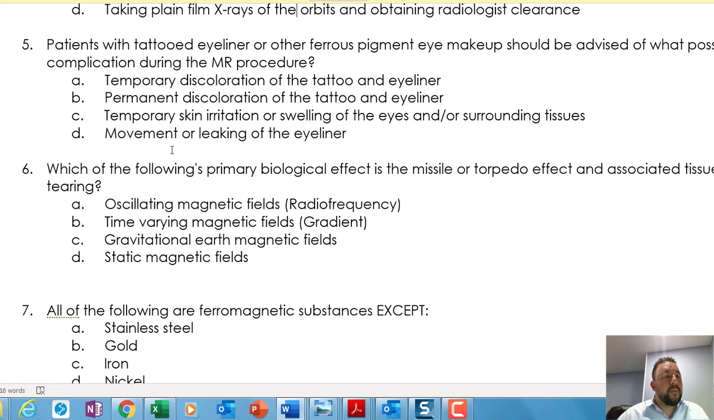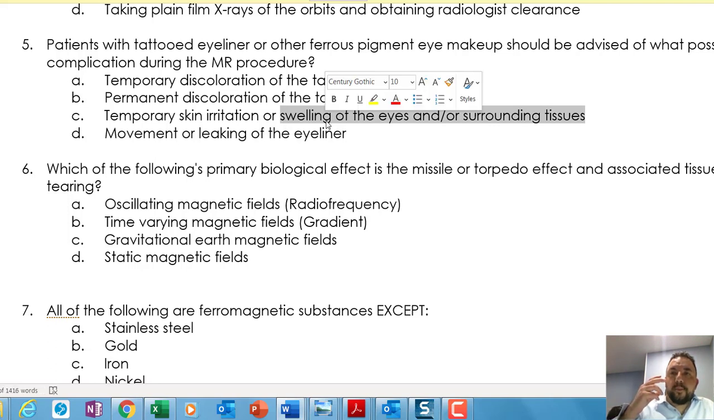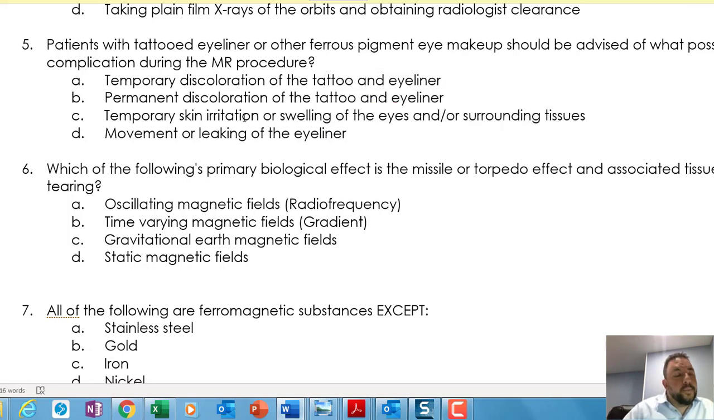Patients with tattooed eyeliner or other ferrous pigment eye makeup should be advised of what possible complication during the MR procedure? That would be temporary skin irritation or swelling of the eyes or surrounding tissues. So 5 is C. How do you treat this skin irritation or swelling? Treat this with a cold compress or an ice pack. Cool or cold treats a burn or heat.